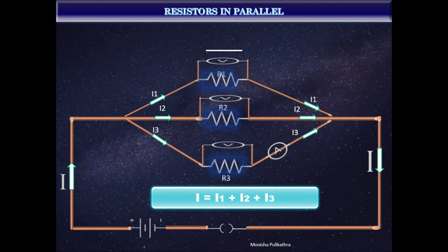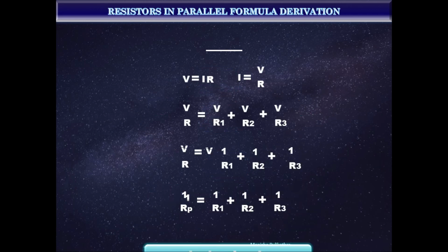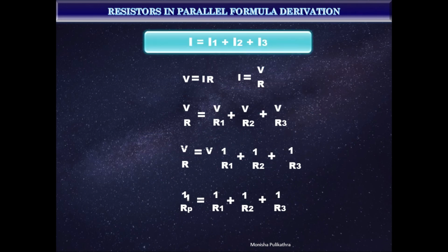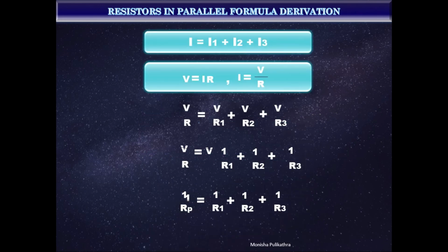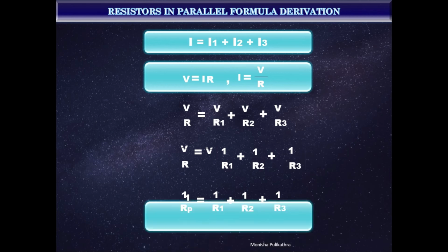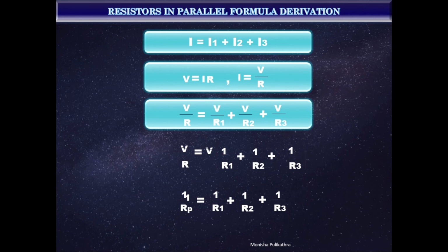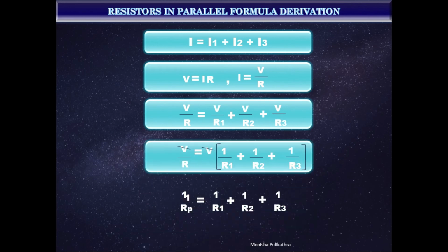Let's go to the formula derivation section. Since we know I is equal to I1 plus I2 plus I3, and again by Ohm's law V is equal to IR, therefore I is equal to V by R. Substituting this into equation 1, we get V by R is equal to V by R1 plus V by R2 plus V by R3. Since the potential difference is the same all through the circuit, it will be V itself. So we can take V as common and it cancels out.